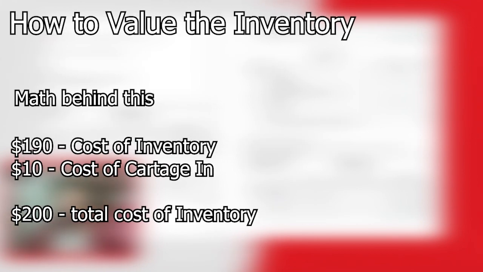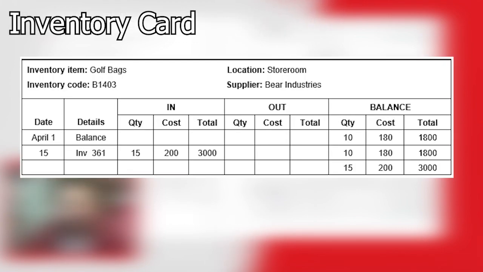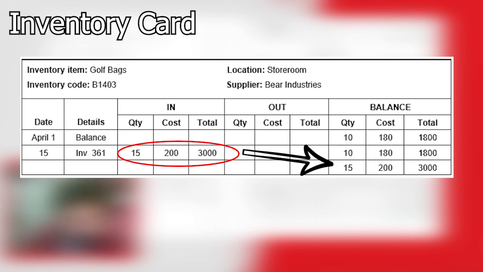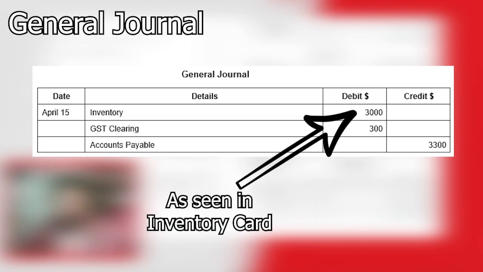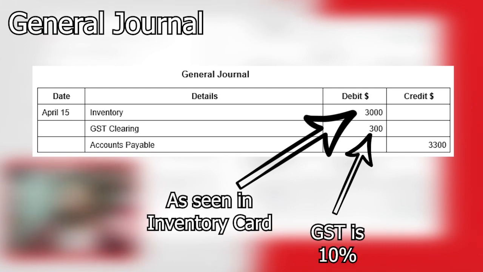On the inventory card, we see invoice 361 on the 15th. You see 15 in at 200, 3,000. And that's just added on to the bottom. So our general journal displays inventory 3,000, GST clearing 300, both debits because inventory is going up and we're paying GST, making that liability go down, and the accounts payable 3,300 because that's the total value of the invoice.